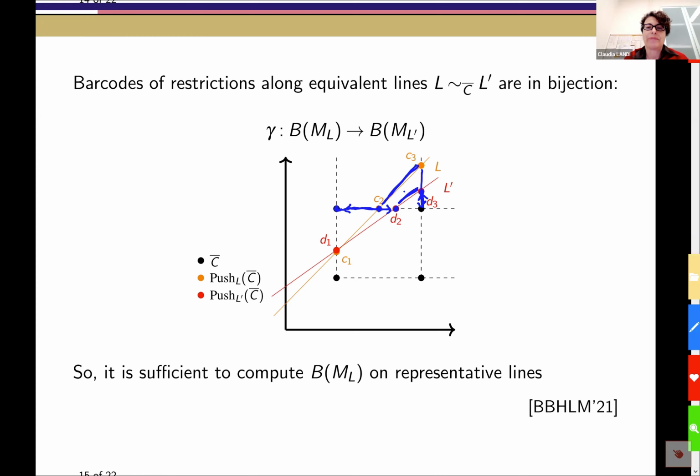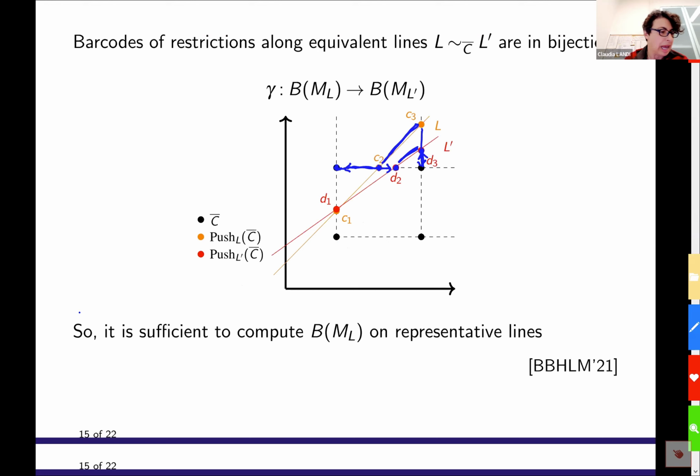So in this way, we don't need to compute the barcode along every line using the standard persistence algorithm, which takes cubic time for each line, but it is sufficient to compute the barcode along representative lines. And to do so, we just need to know which lines are in the same equivalence class with respect to the critical values.